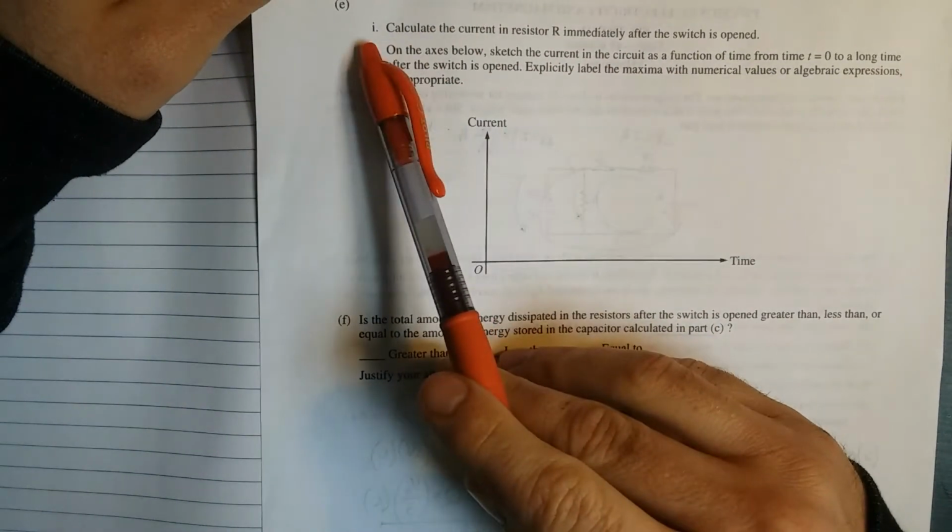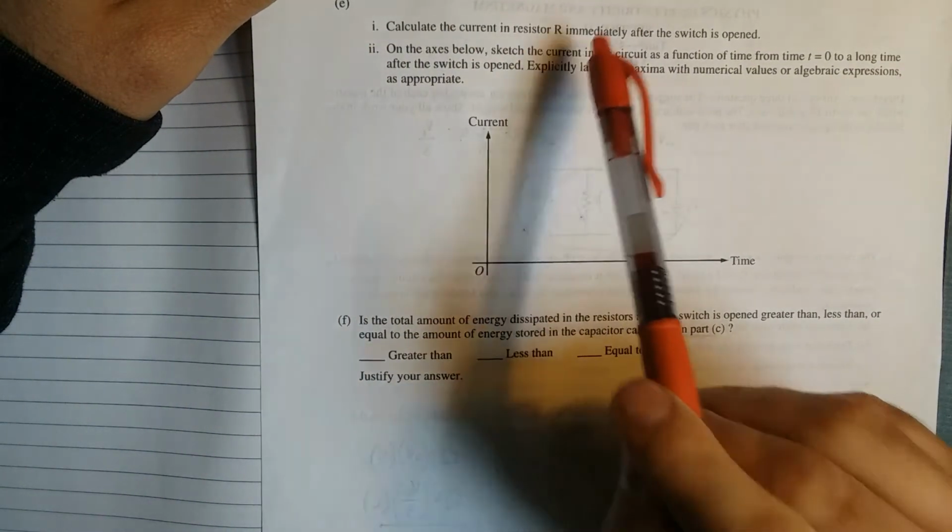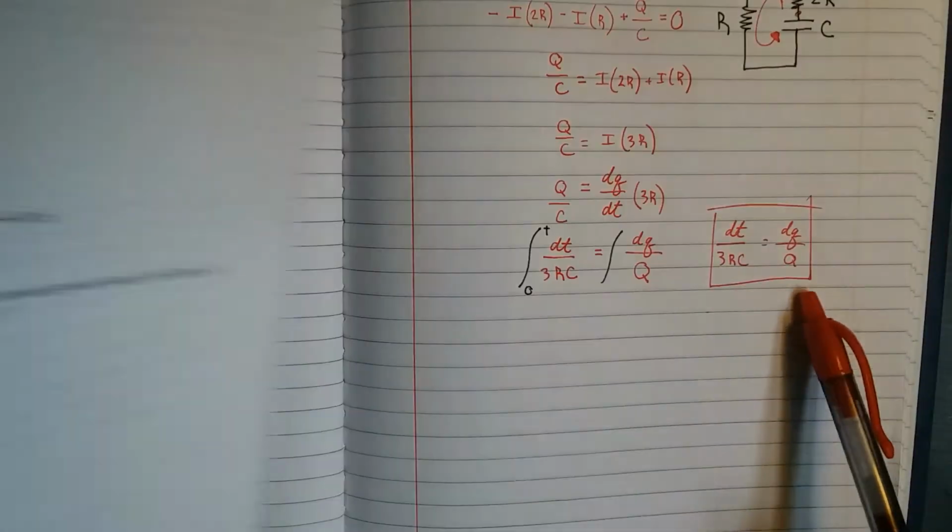E, part 1, says calculate the current in the resistor immediately after the switch is opened. Okay.